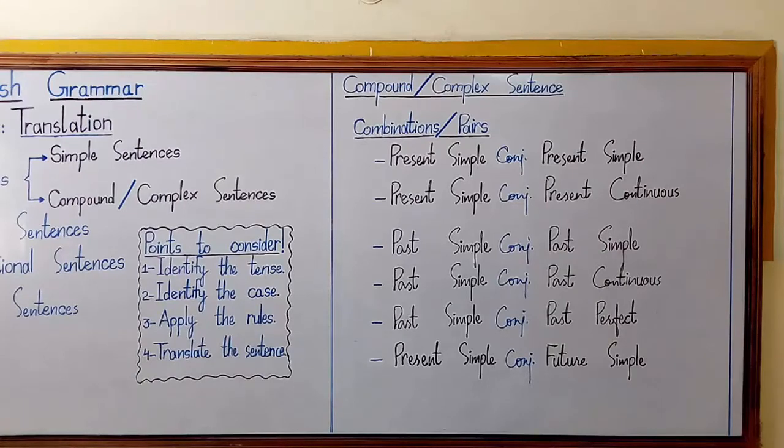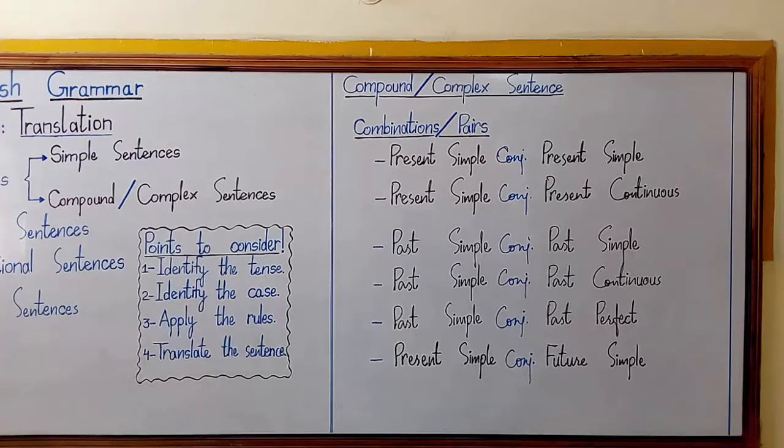I had completed my work when electricity broke down. Past perfect, past simple. I had completed my work, past perfect, मैं अपना काम मुकम्मल कर चुका था. When, conjunction, electricity broke down, जब लाइट गई.